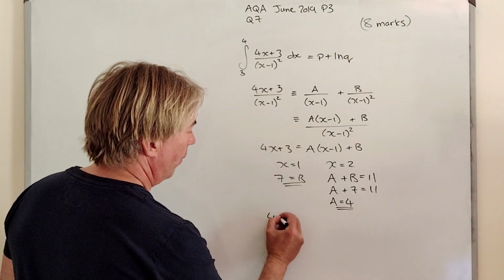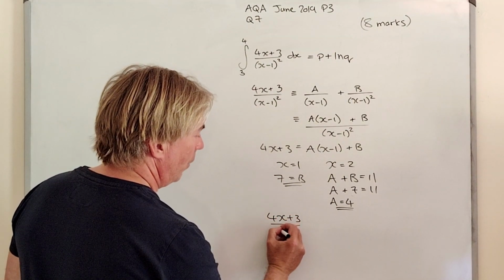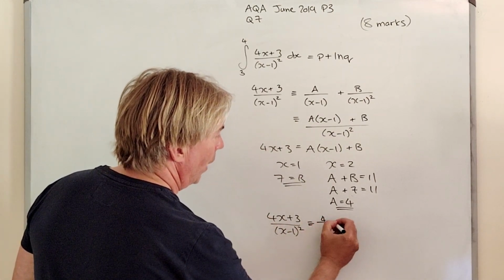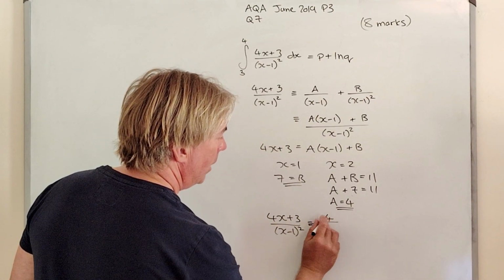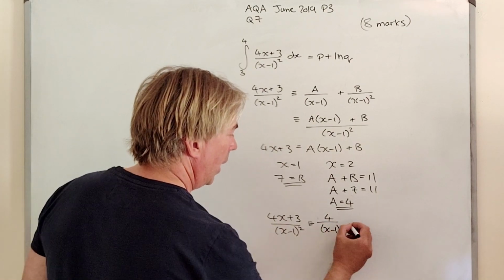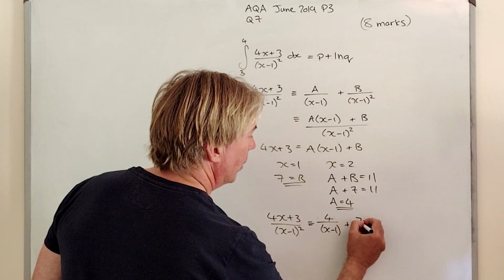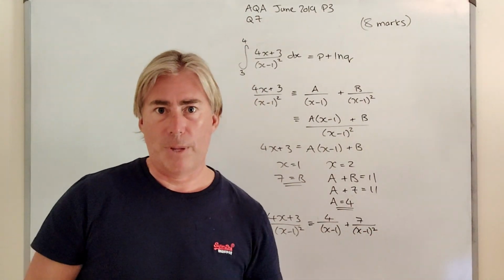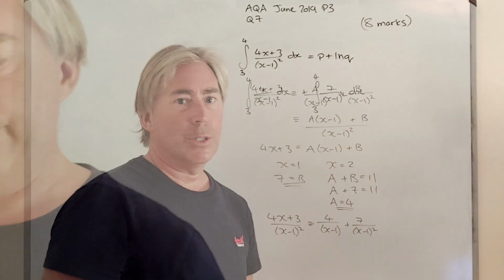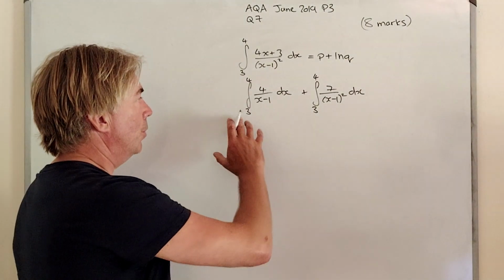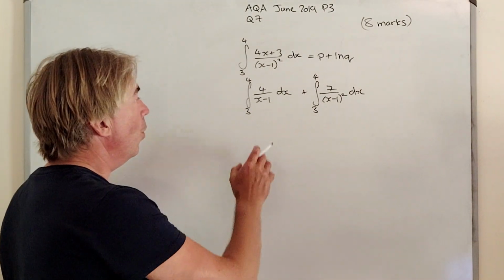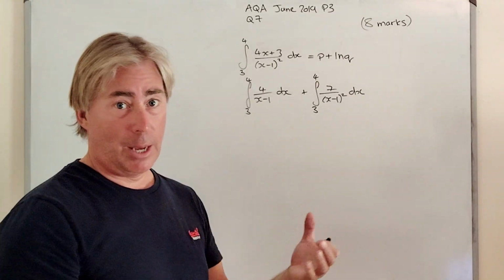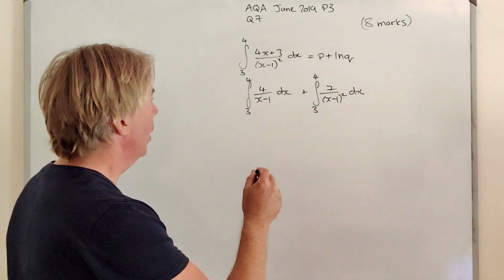So therefore I know that (4x + 3) over (x − 1) all squared is equivalent to 4 over (x − 1) plus 7 over (x − 1) all squared. So there's the first bit, the first 3 marks done. We've now split our integral up into two separate integrals between 3 and 4: 4 over (x − 1) dx and 7 over (x − 1) squared dx. We split apart those partial fractions.